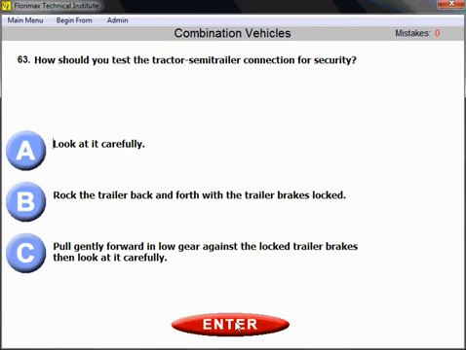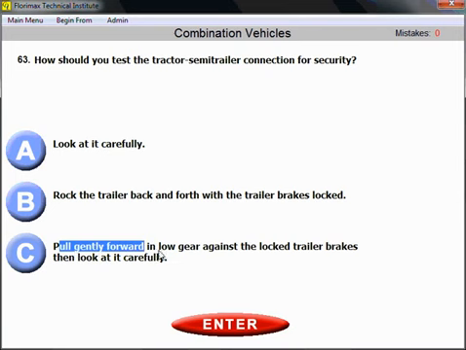Question number 63. How should you test the tractor semi-trailer connection for security? Again, the answer is obvious, because we have the word gently. Pull gently forward. Whenever you see gently, 99% it is a right answer.